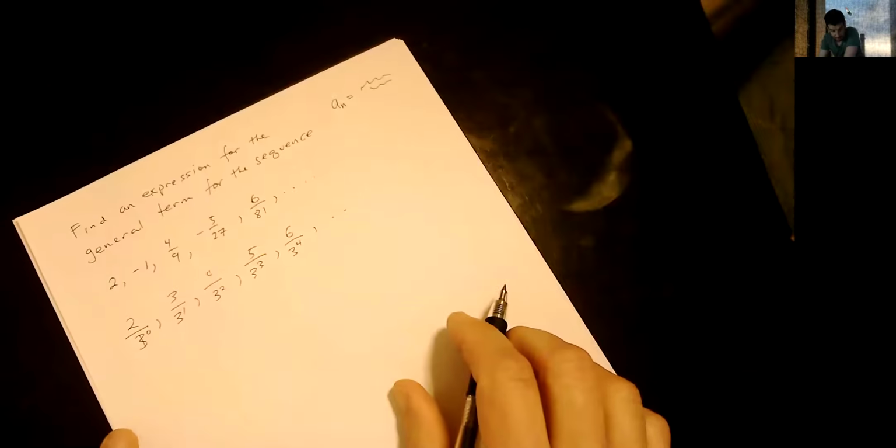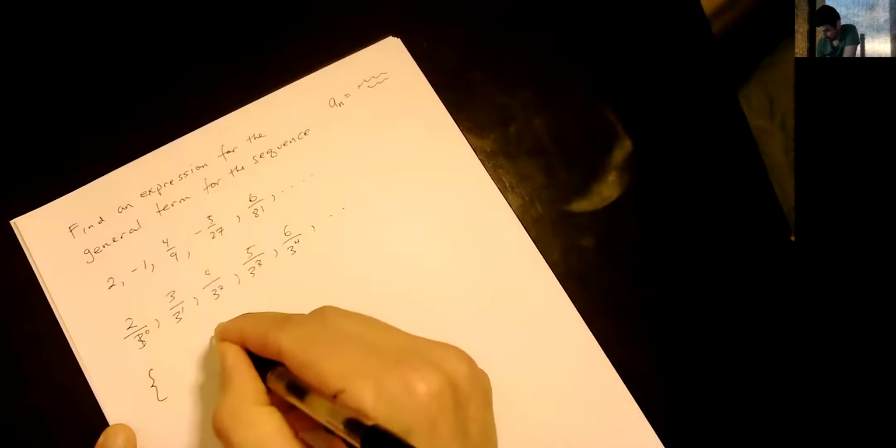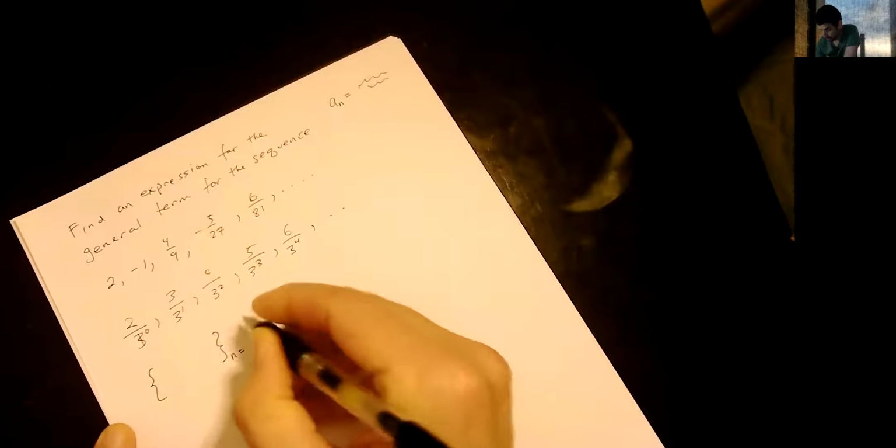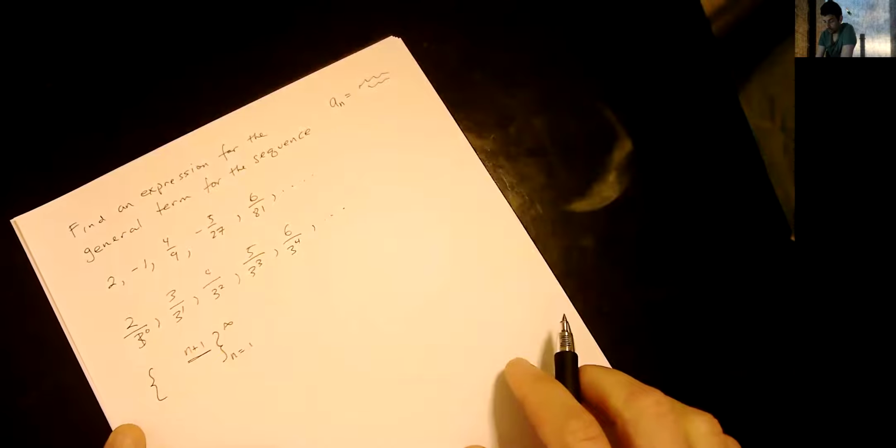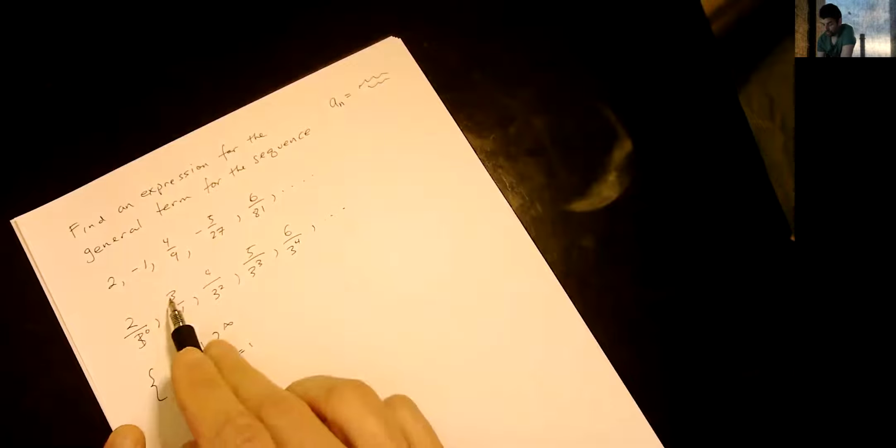So let's decide, for instance, that I'm going to write a sequence, and I'm going to decide that I'm going to go from n equals 1 to infinity. Okay. What do I want the numerator to be? Well, this number for the first term is 2. For the second term is 3. For the third term is 4. So in each case, it's going to be n plus 1. All right, when n equals 1, it's a 2. When n equals 2, it's a 3. When n equals 3, it's a 4, and so on.